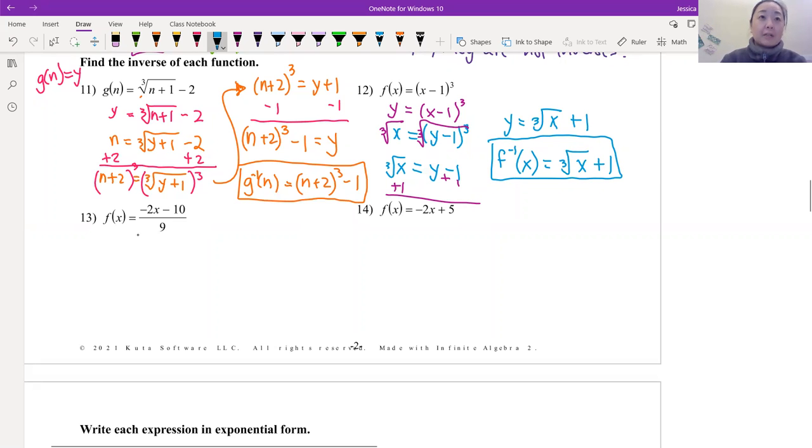You should know how to do these, right? Because these are just linear. So again, we're going to just do this. Sorry about that, my bad.